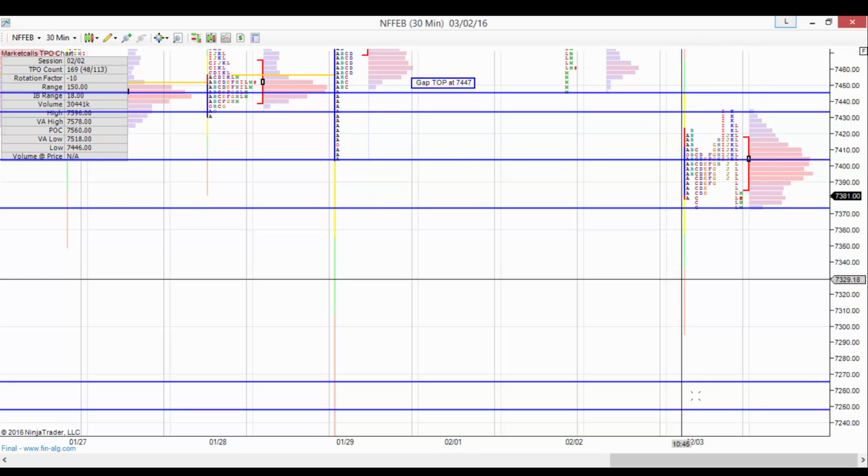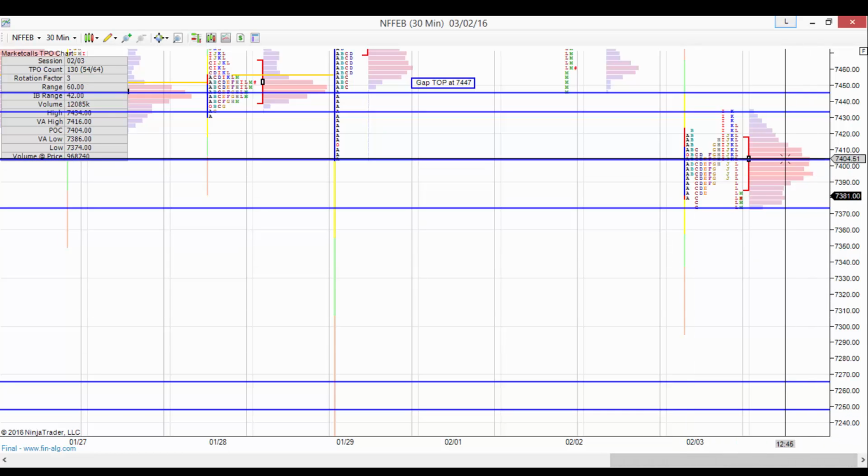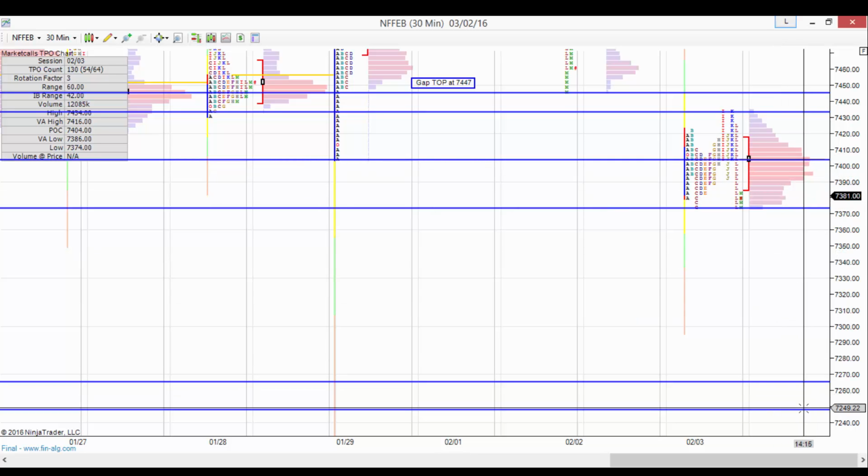So let's see. Any auction on the downside below 7404 or any sustainability below 7404 is more likely to test the lower side reference levels, 7265 and 7250.